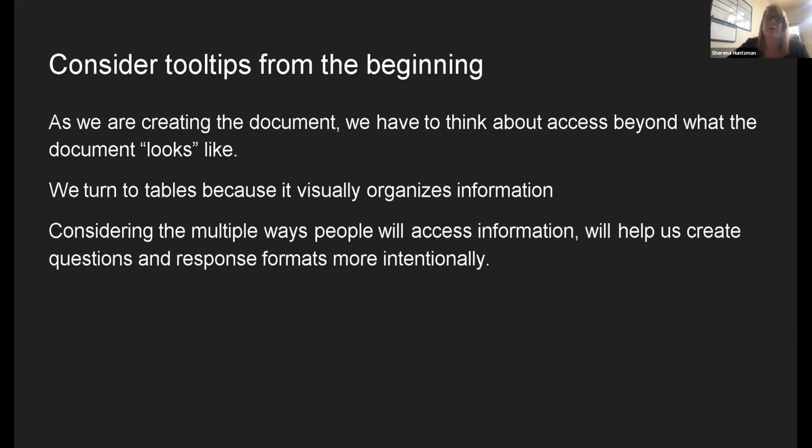We hesitate when we turn to tables, because it's very visually organized information. But tables are one of the more difficult things to create and make accessible for someone who doesn't access information visually, but uses assistive technology to do so. So rethinking the way that we organize information beyond just visual effectiveness. Right from the beginning, consider the multiple ways people will access information. That will help us create questions and response formats more intentionally from the very beginning.